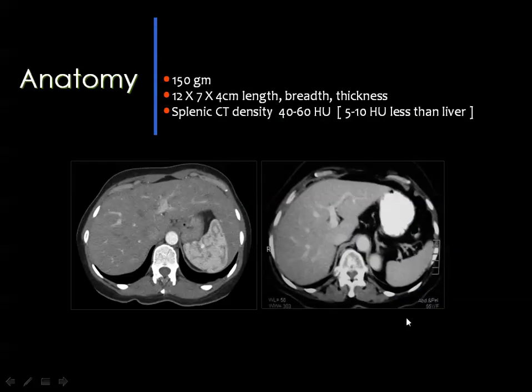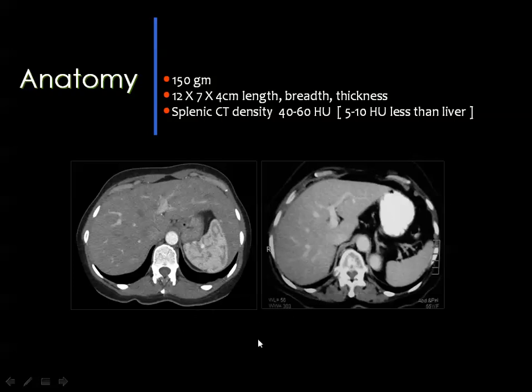We all know that the spleen is about 150 grams, and the normal measurements of the spleen are 12 centimeters craniocaudal, 7 centimeters anteroposterior, and 4 centimeters in thickness. The CT density of the spleen is about 40 to 60 Hounsfield units, which is less than that of the liver by about 8 Hounsfield units.